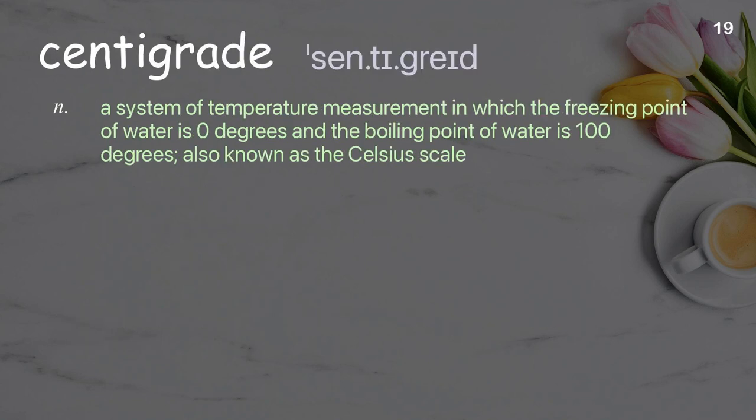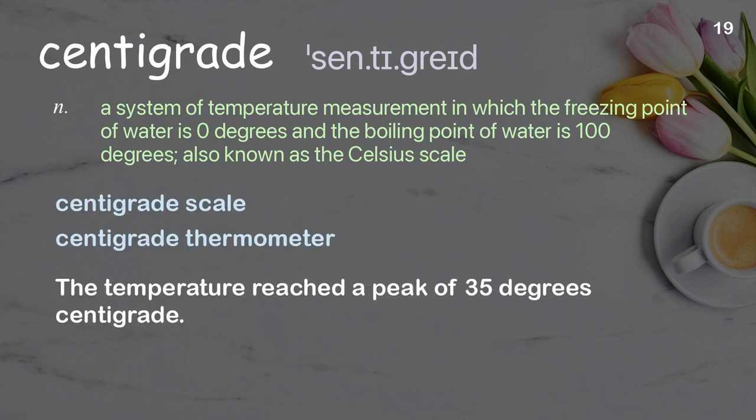Centigrade. A system of temperature measurement in which the freezing point of water is 0 degrees and the boiling point of water is 100 degrees, also known as the Celsius scale. Examples: centigrade scale. Centigrade thermometer. The temperature reached a peak of 35 degrees centigrade.